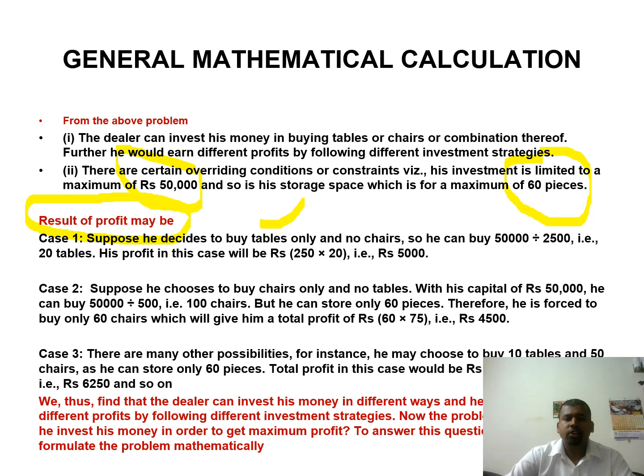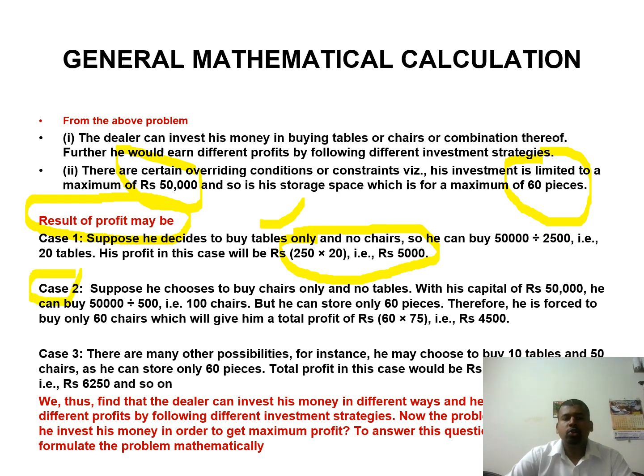investment is 50,000, and to prepare one table the cost is 2,500. So this gives only 20 tables. For one table the dealer gets a profit of 250, so 250 into 20 is 5,000 will be the profit the dealer will get if he sells only tables. This is one case we get from the above problem. And now let us come to case number 2.